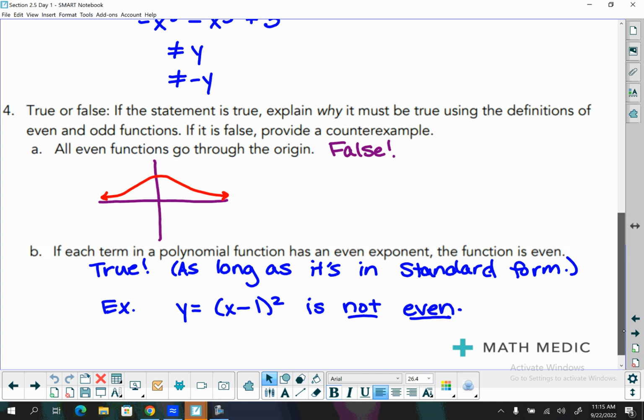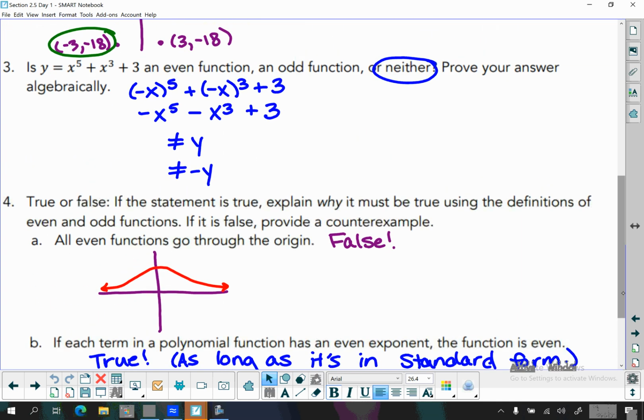All right, any questions from yesterday about increasing, decreasing, constant, mins, maxes? What else? Yeah. Because of the 3, yes, that plus 3 at the end. If that wasn't there, then it would be the opposite of the original function and it would be odd. Yep. Okay, other questions from yesterday?